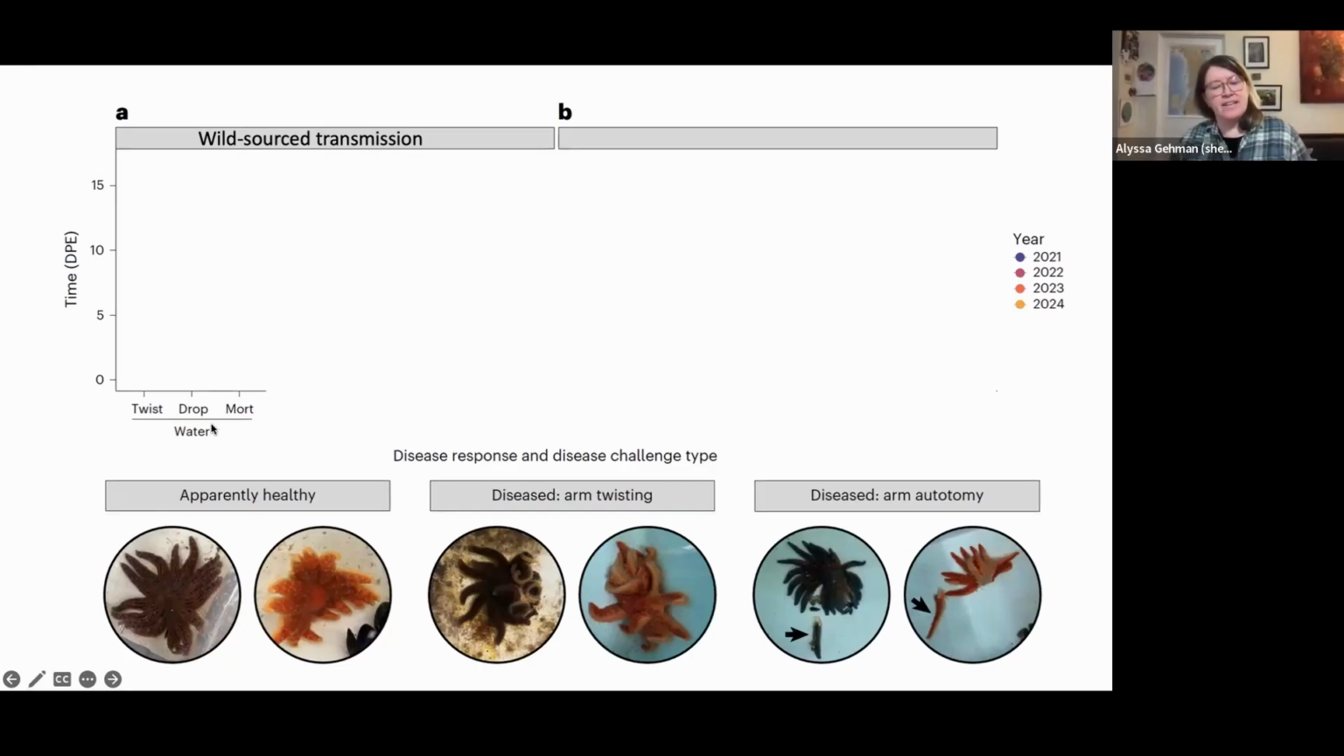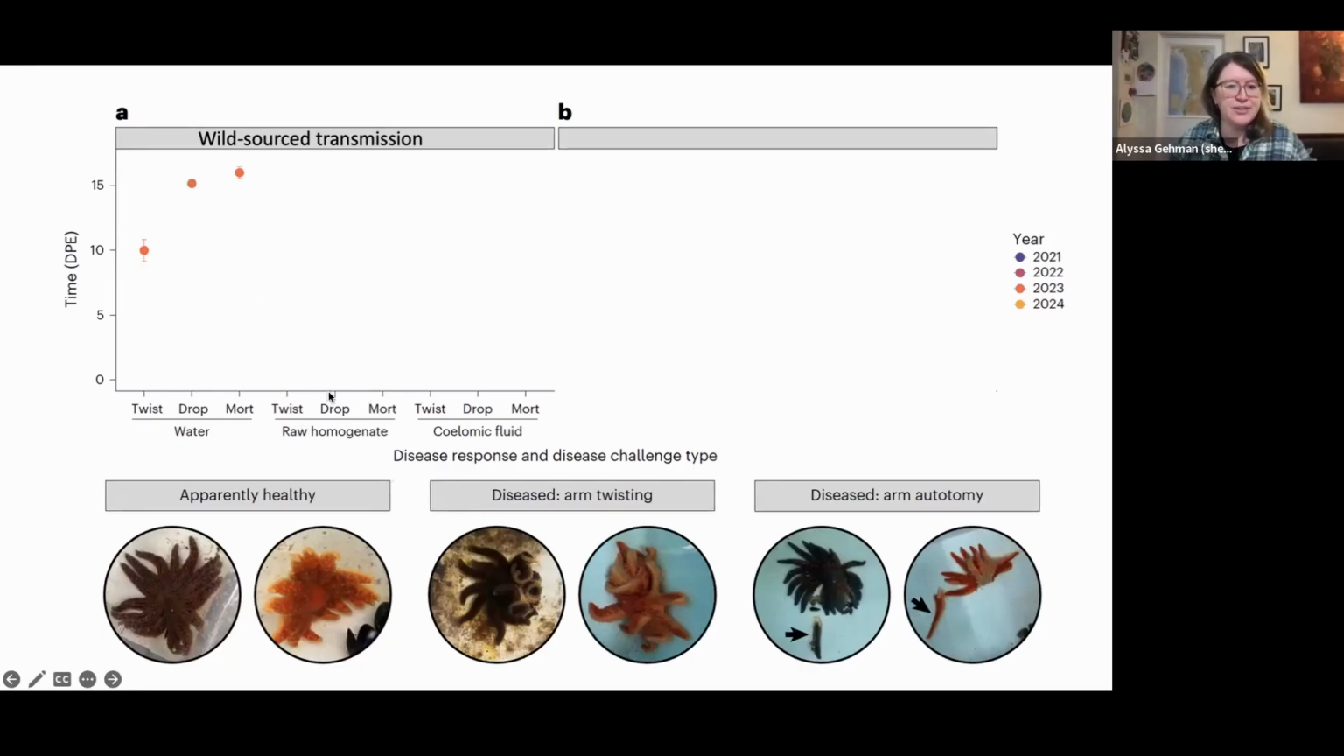And these are the 3 different stages on the bottom. And so the first thing I want to show you is we did transmission trials where the sea stars had actually no contact at all with each other, but we had a line that let water go between the 2 containers, and then a recipient star is the term we use, that would get that water. And we would see, okay, can the disease transmit by water? And the answer is yes. And you can see this trajectory. It takes about 10 days before they start twisting, and about 2 weeks before they start dropping arms and dying.